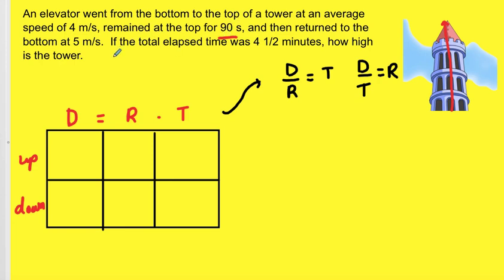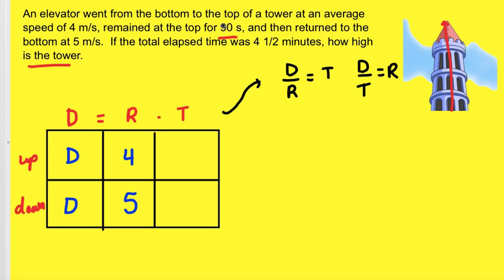The first thing I also noticed was that the total time was 4.5 minutes, and it asked how high the tower is. So it's really looking for the distance. I don't know what the distance is going up. I do know the rate was 4 meters a second, so 4. The distance going down would be exactly the same, and the rate was 5 meters a second.